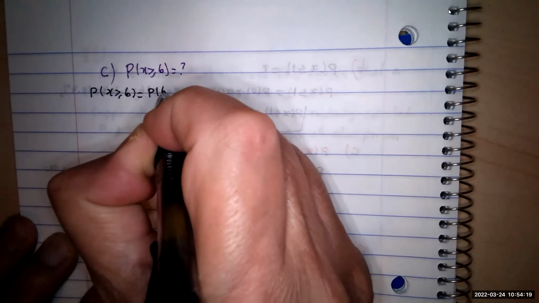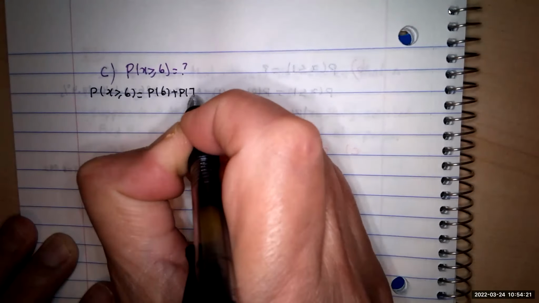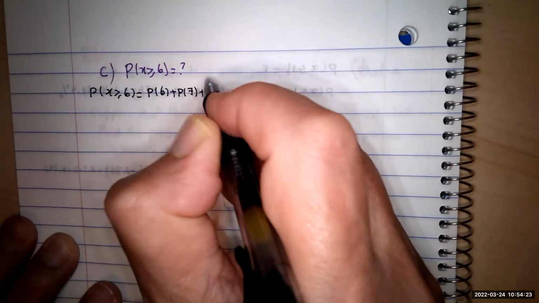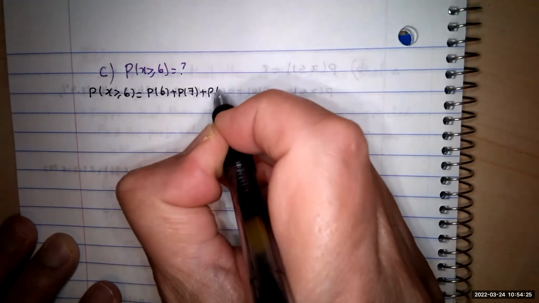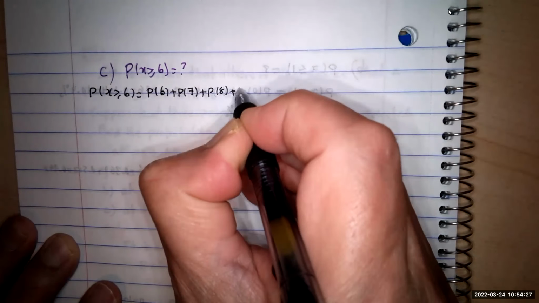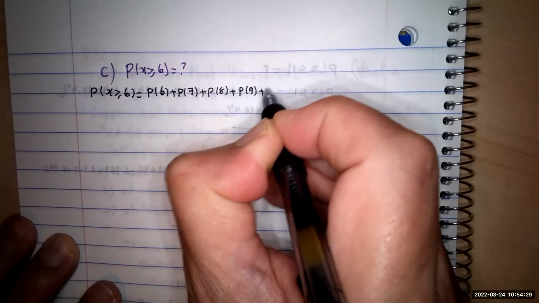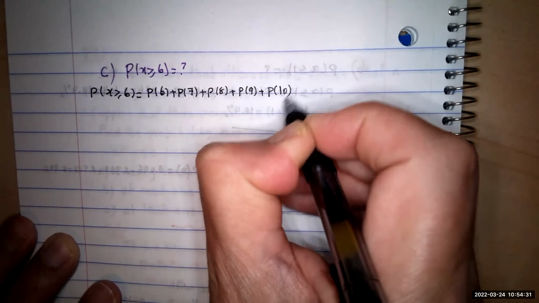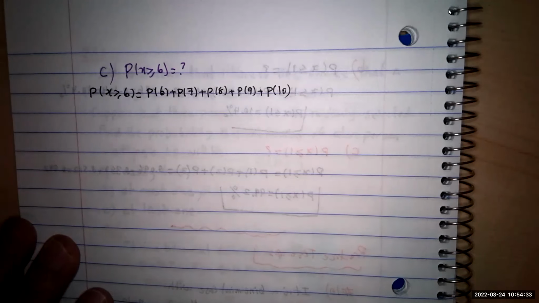Okay, so the probability of x greater than or equal to 6 is going to be the probability of 6, probability of 7, 8, 9, and 10. So you already got it on the table. You just add them together again.